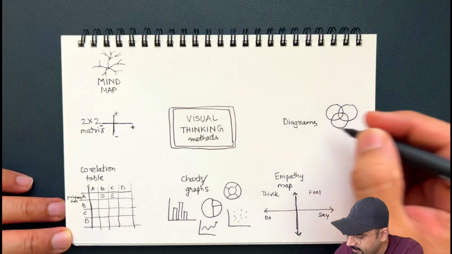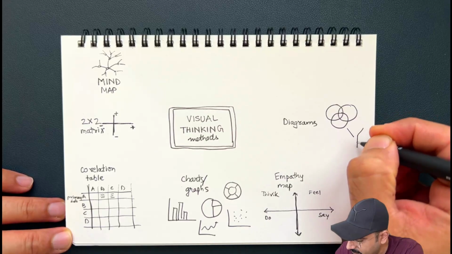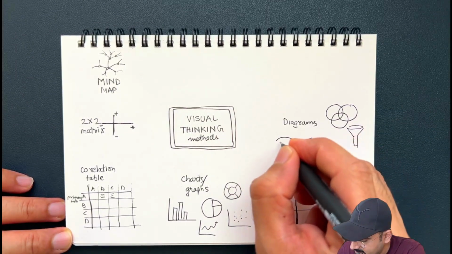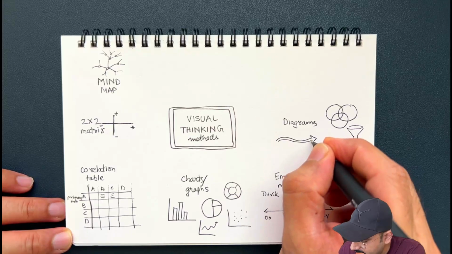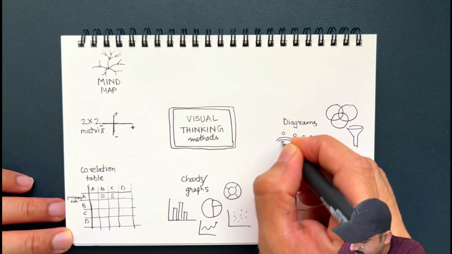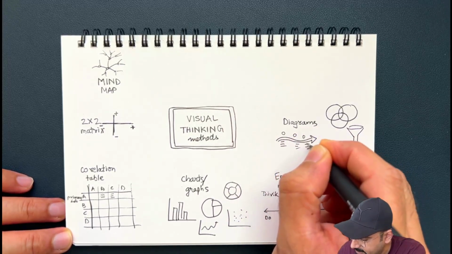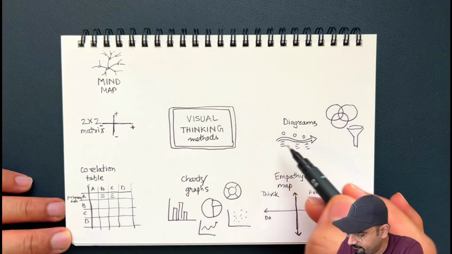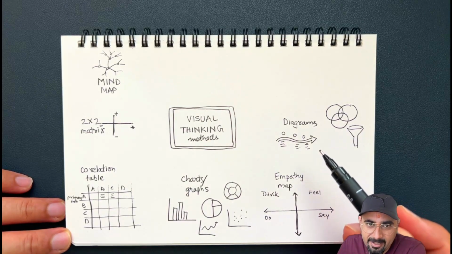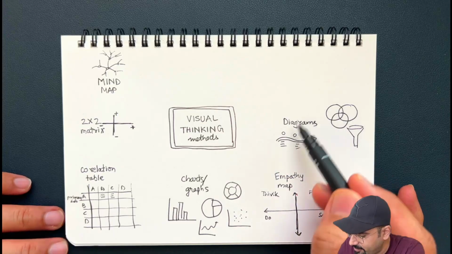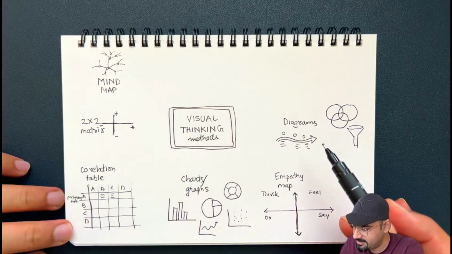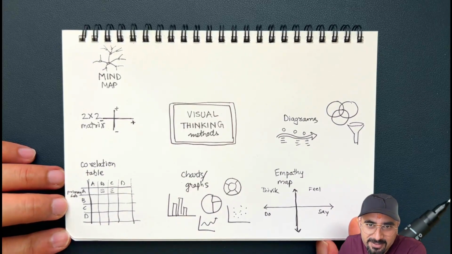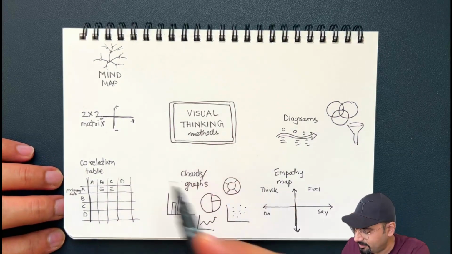So diagrams can be a Venn diagram or a funnel diagram, or there is a flow, right? And then there is a set of information that needs to be communicated. So these are all diagrams, and that's an effective visual thinking method. In Sketchnotes, we make use of this very much. So this is what I can think of. Any visual thinking method that you have been using and not listed over here?